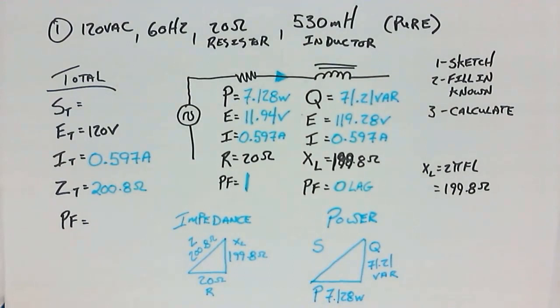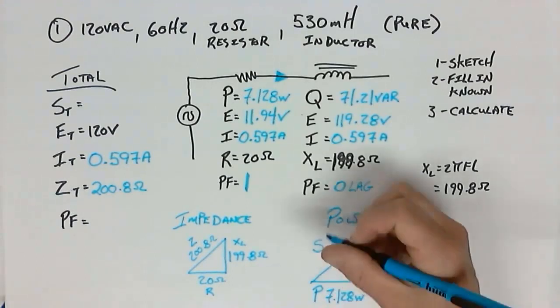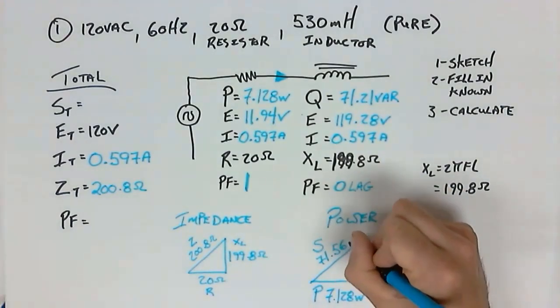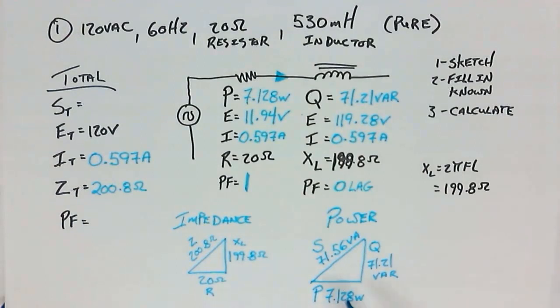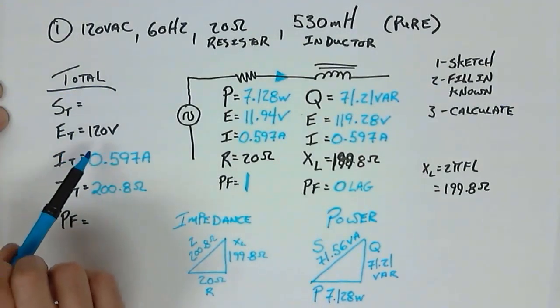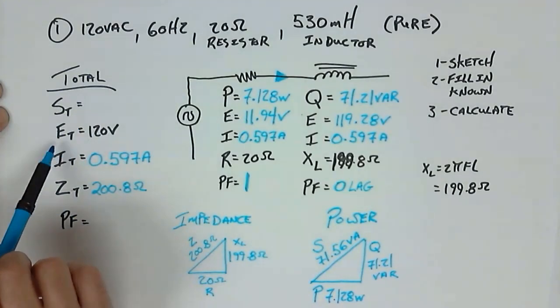So let's calculate this. I'm going to use Pythagoras with these two values. 71.21 squared plus 7.128 squared, square root of the whole thing, 71.56 VA. Does that make sense? It has to be bigger than any one of the other sides. Not by much, but it is. Good. So that's 71.56 VA.